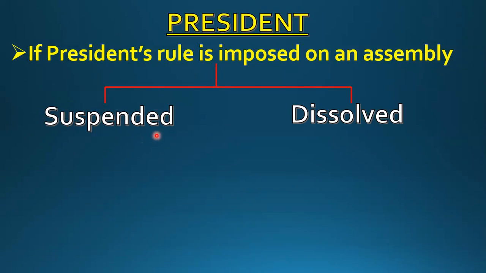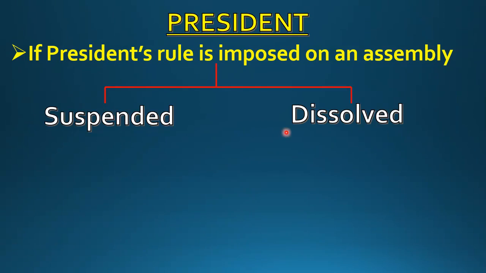The same is the condition when the assembly is suspended. Suspended assembly means the members are present in the State Legislative Assembly, but these members are frozen. Means these members are not allowed to do their work. They are suspended. They cannot do anything, but they are there in the assembly. They are frozen, so they are not allowed to do any work at all. But they are there in the glass, they are there in the house.